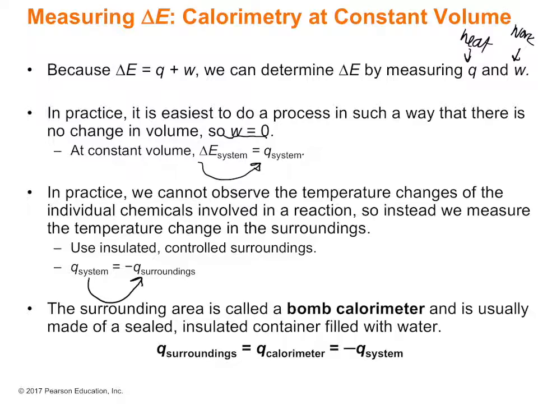The surrounding area is called the bomb calorimeter and is usually made of a sealed insulated container filled with water. That means the heat of the surroundings equals the heat of the calorimeter, which equals the negative heat of the system. Remember, Q and negative Q are going to be the same number. It's just that the negative is going to show the system, and the positive is going to show the surroundings.